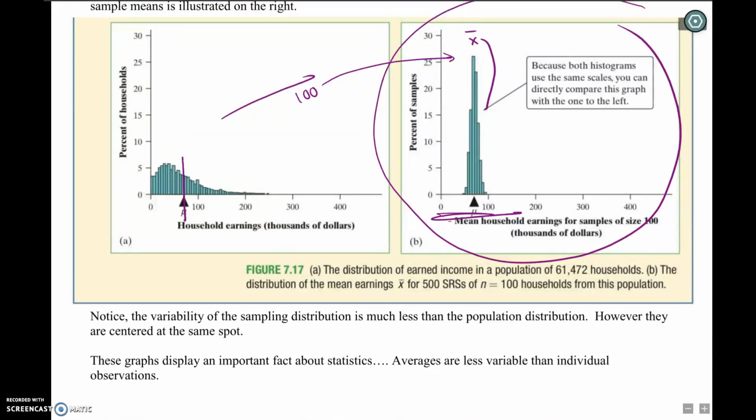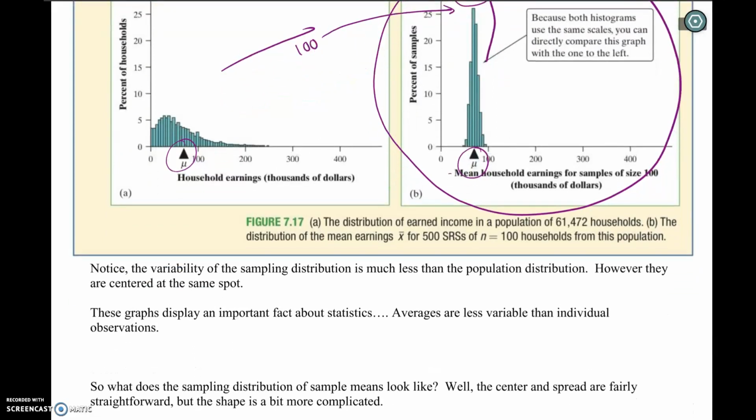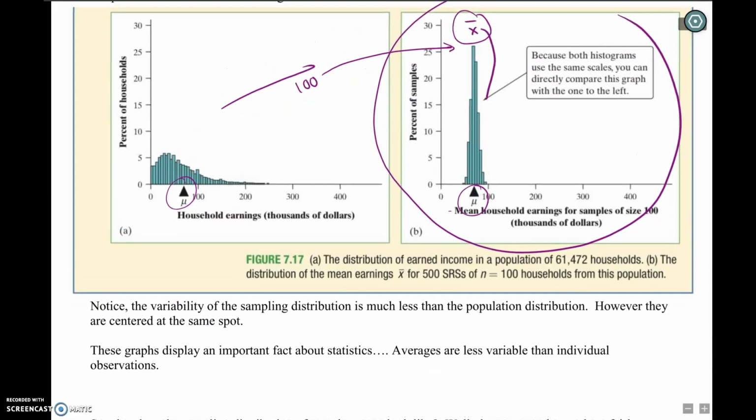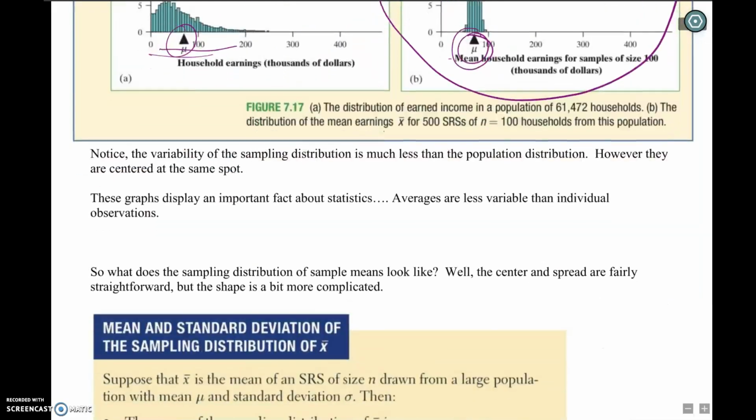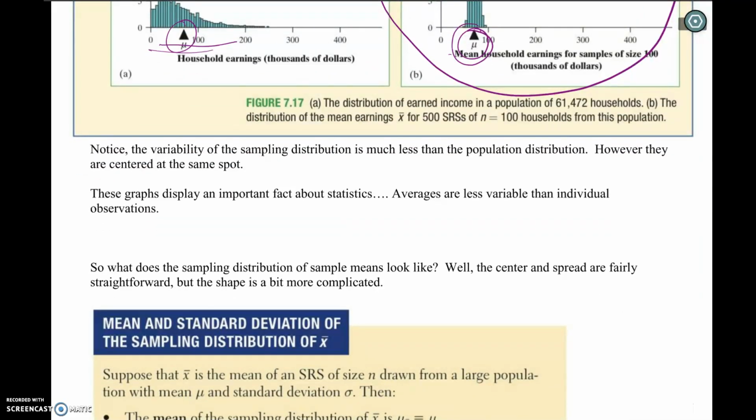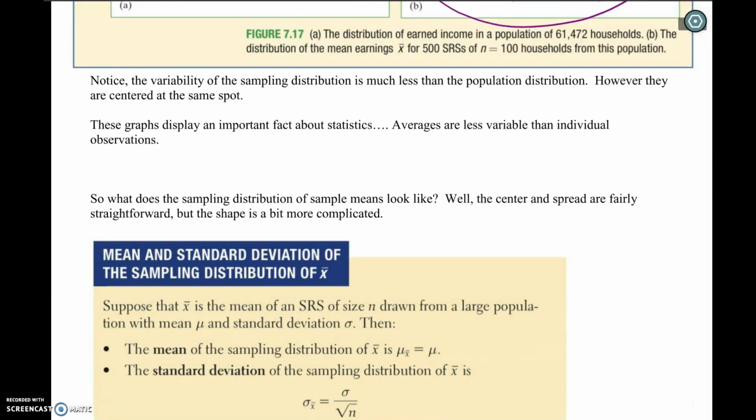They're both centered at the true population mean, right? If the mean of the sampling distribution is the population mean, then that tells you that X bar is an unbiased estimator of mu. This graph displays an important fact about statistics. Averages are less variable than population values. Okay, that's common sense. So what does the sampling distribution of sample means look like?